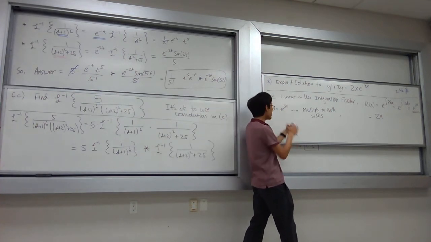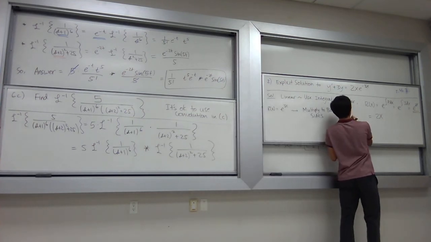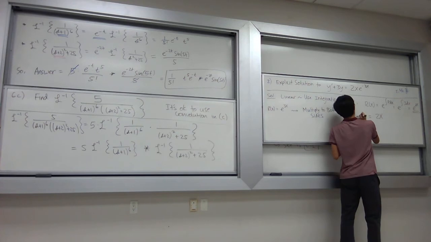3x. It's always going to be y times r in general. So it's going to be the derivative of y times the integrating factor.